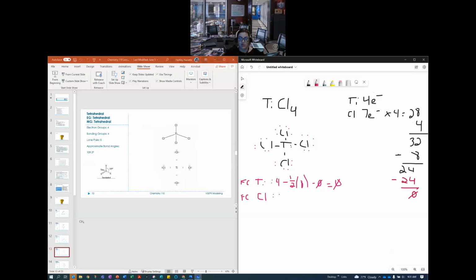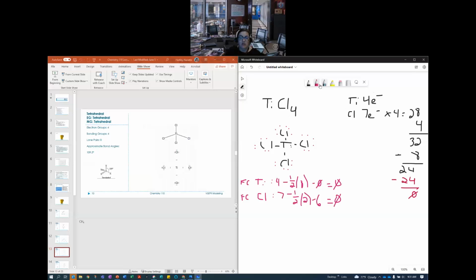For our Cls, we should have 7. I can take half of the 2 that are in the bond minus the 6 that are associated with each of those, and it gives me a 0 on those. So everybody has no charge. This is the best structure that I can do. Ti has a stable octet, so this is a happy place for me to be. Okay, I've calculated everything that I'm supposed to calculate.